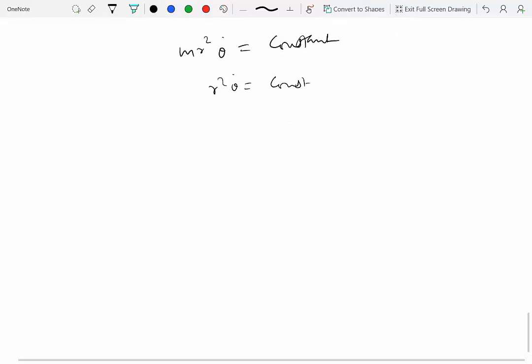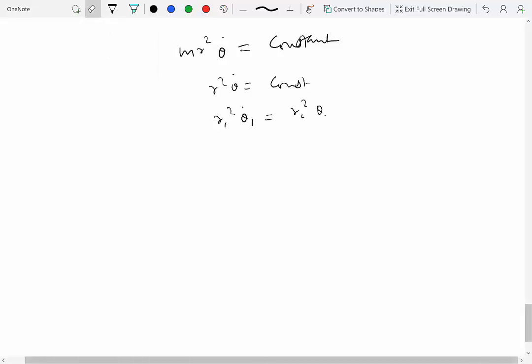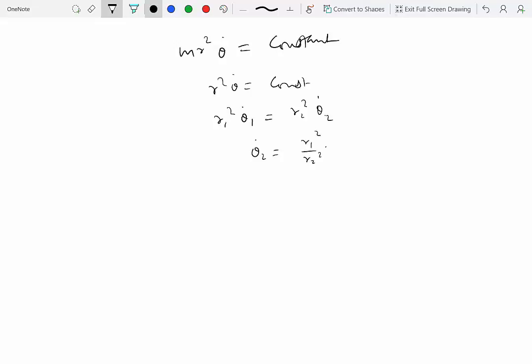So this is telling you that if you know initial position, initial angular rate, that would be equal to, let's say, final R2 and final theta dot, right? So this is theta dot 2. I flip this. So theta dot 2 is equal to R1 square over R2 square times theta 1 dot, right?